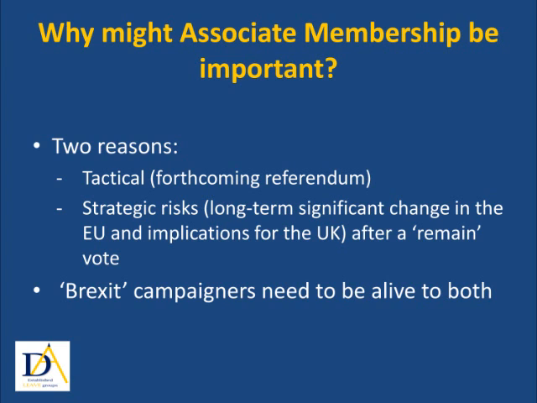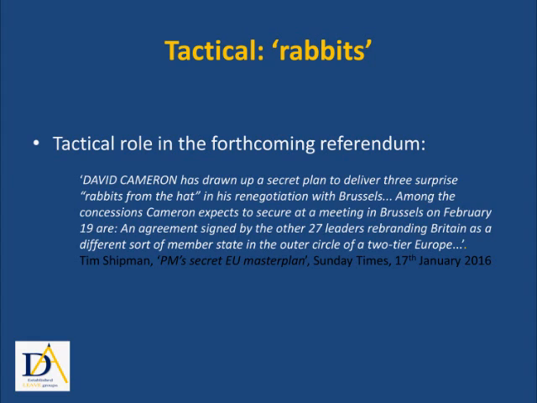So on the tactical side, why it might be important for the forthcoming referendum, I don't know if anybody saw this story in the Sunday Times a few weeks ago. David Cameron's secret EU master plan to come back with, to pull three rabbits out of the hat. One which was a rebadging, a relabelling of Britain's EU membership, sticking us in, quote, an outer circle of a two-tier Europe, which is essentially the same as what the fundamental law proposes in terms of what associate membership is.